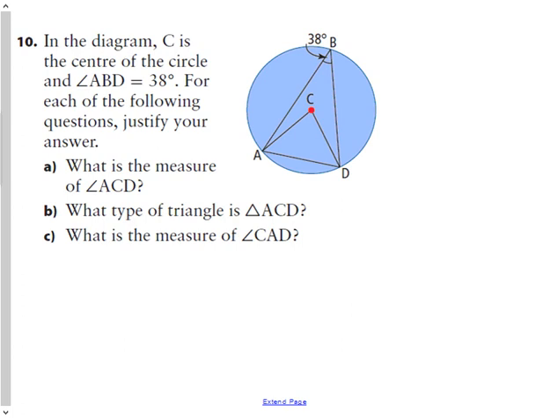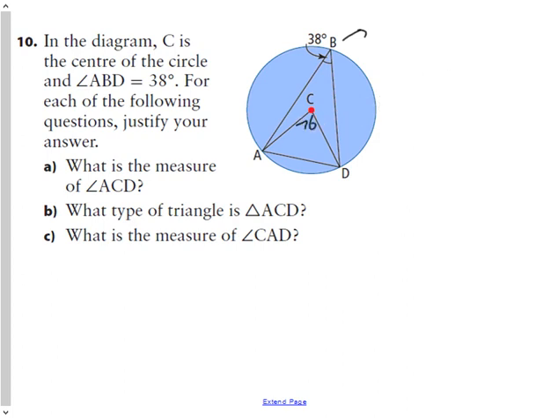Question 10 says in the diagram, C is the center of the circle, and angle ABD is 38 degrees. So if angle ABD is 38 degrees, for each of the following questions justify your answer. What is the measure of ACD? Well, ACD would be the central angle to the inscribed of 38, which makes this angle twice the inscribed, or 76 degrees. 76 degrees, okay? The next question says, I'll just put 76 in here.